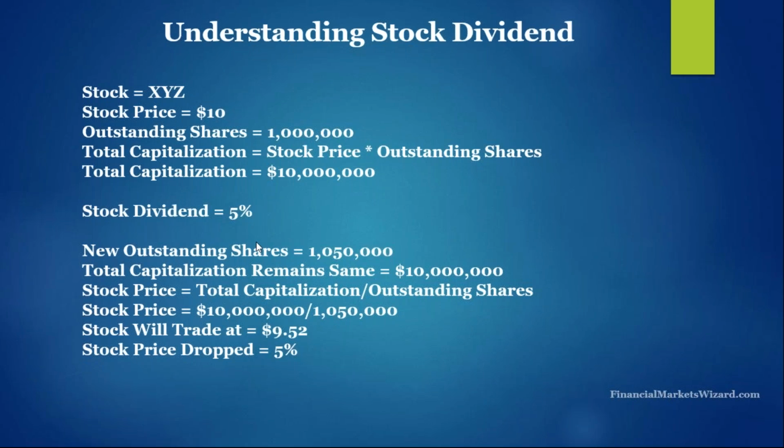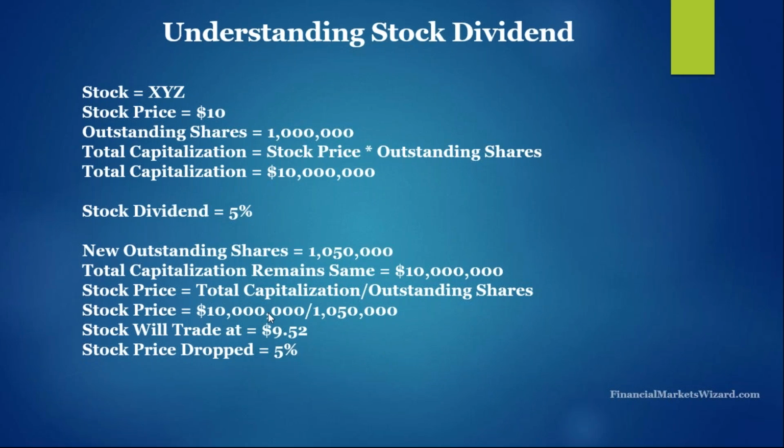So suppose today at market close the capitalization was 10 million. Tomorrow they give you a stock dividend of 5%. The stock will drop to $9.52 to maintain this capitalization of 10 million. So the same 10 million remains, shares go up to 1,050,000, and the stock tomorrow will trade from $10 to 9.52. So the stock price will drop 5%. But what will happen when the stock starts rising from 9.52 back to 10?